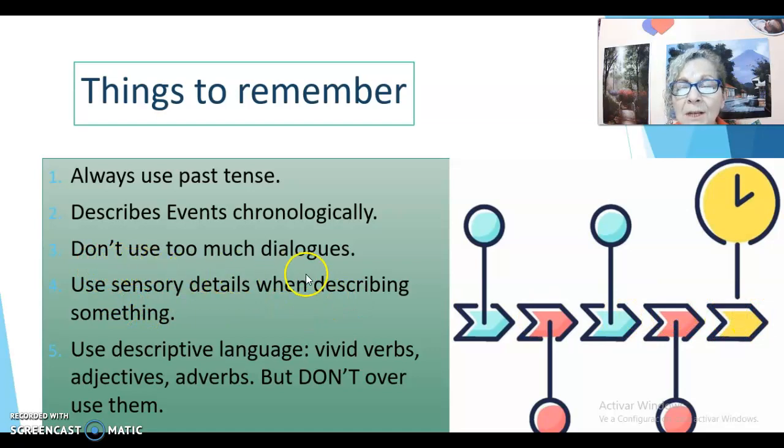Don't use too much dialogue because you're going to sound monotonous for the reader. Use sensory details when describing something. Here you are combining description, the 5 senses, okay? Use descriptive language: verbs, adjectives, adverbs, but don't overuse them.